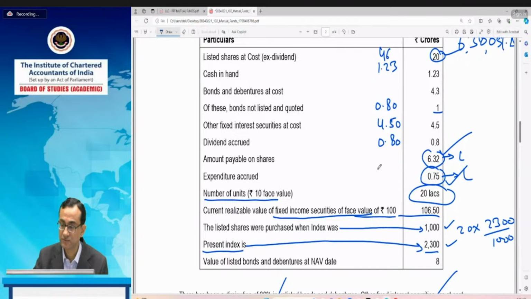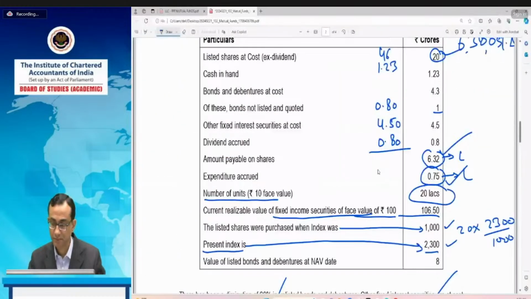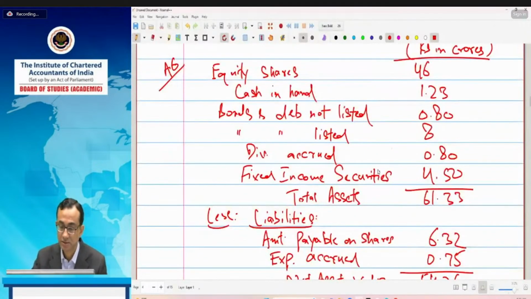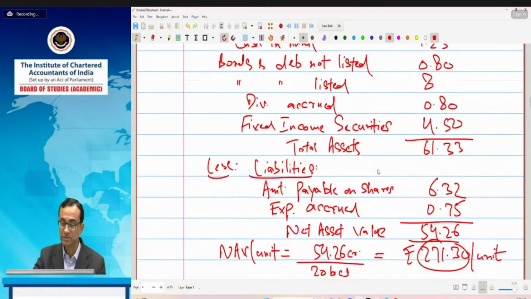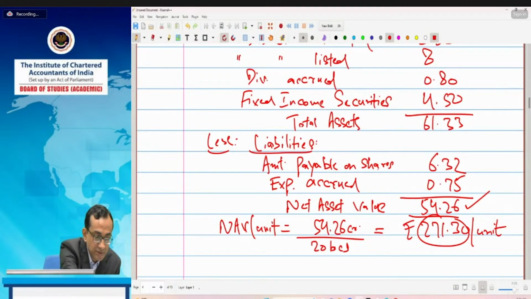And fixed income securities 4.5 taken, and dividend accrued is also given in the question. Bonds and debentures listed is also given, this has also been taken. And for liabilities, it is given that amount payable on shares is 6.32 and expenditure accrued is 0.75. We added all the assets, which is coming to 61.33. We deducted the liabilities, amount payable on shares and expenditure accrued, and we get the final amount. Net asset value is 54.26 crores. We divide this 54.26 by the number of units, 20 lakh, which is given in the question. So what we arrived at is 271.30.